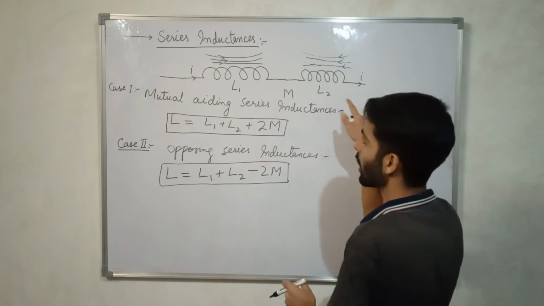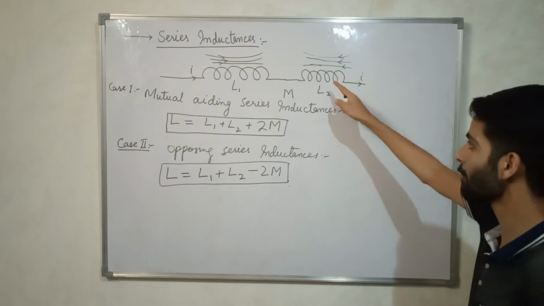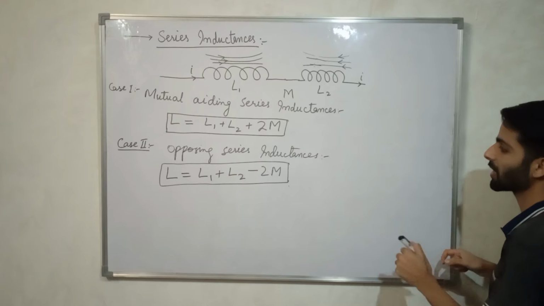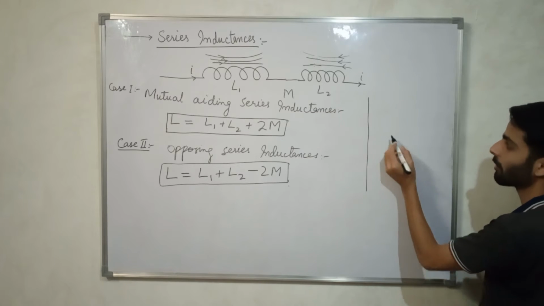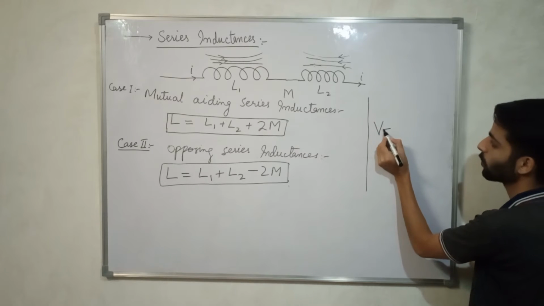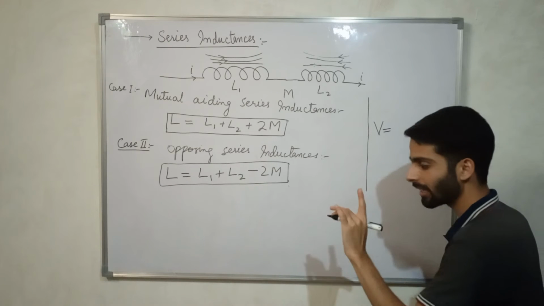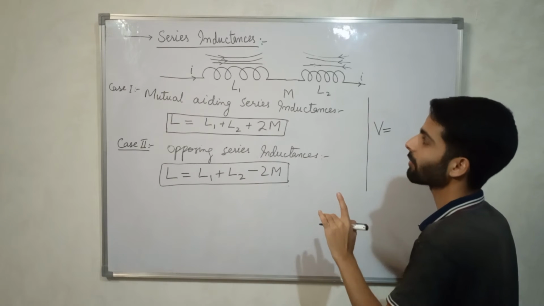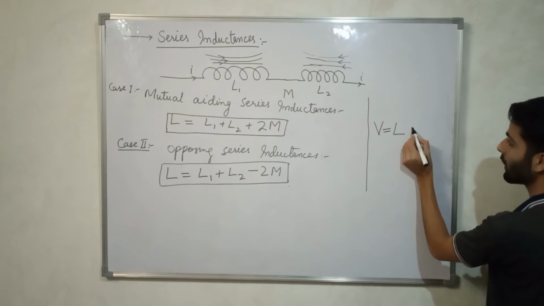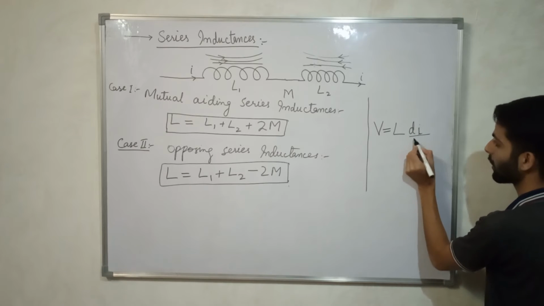The current is the same, but the voltages across those two are different in series. The same applies to the first case and the second case. And the total voltage is given by the general formula for voltage across inductances. V is equal to L di by dt, where L is the aggregate, whether for one inductor only or for two or more series inductors.